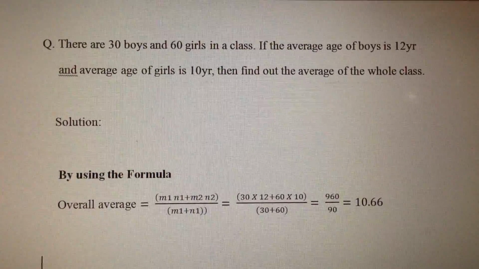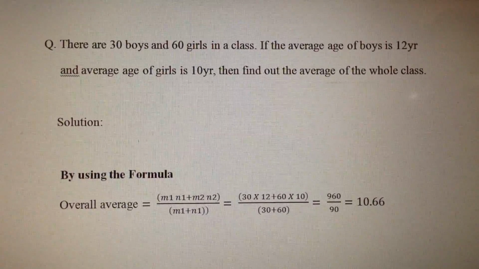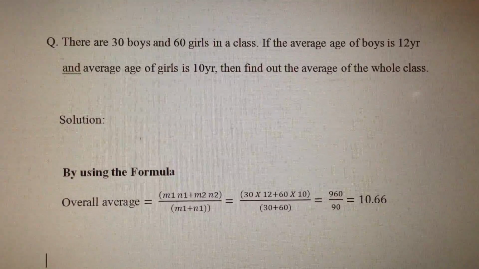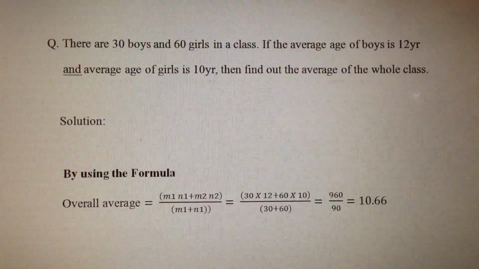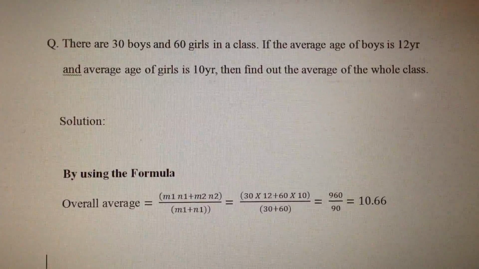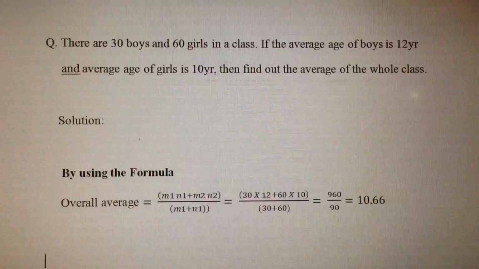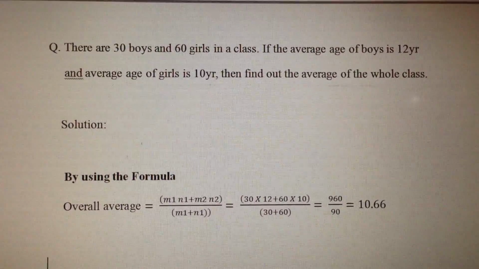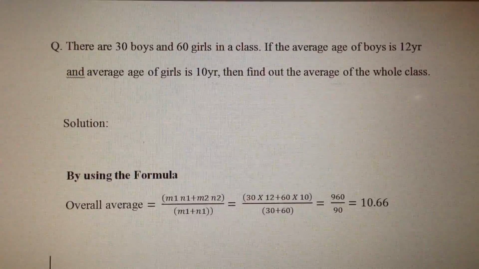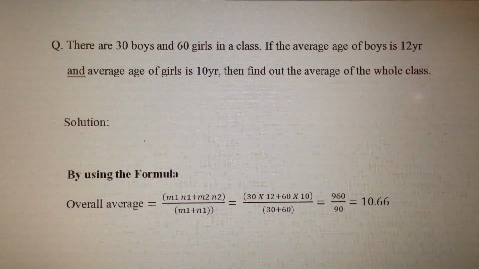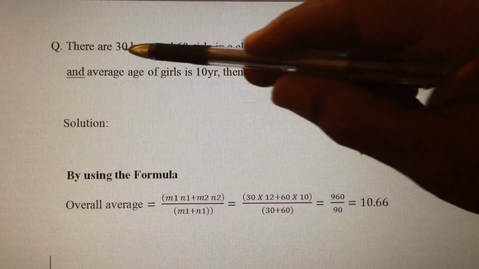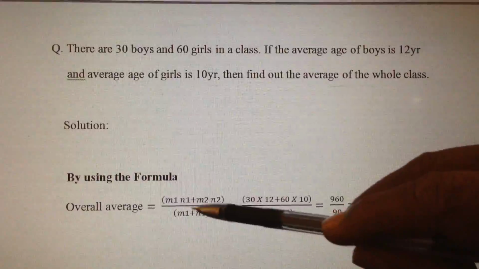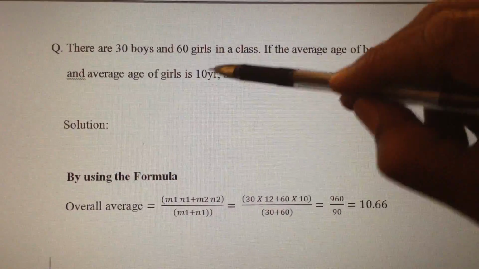The question is, there are 30 boys and 60 girls in a class. If the average age of boys is 12 years and the average age of girls is 10 years, then find out the average of the whole class. Let us see the formula we have already discussed. The formula is M1 N1 plus M2 N2 by M1 plus M2. This is the overall average, where M1 is 30 here and M2 is 60. Similarly, N1 is 12 and N2 is 10.